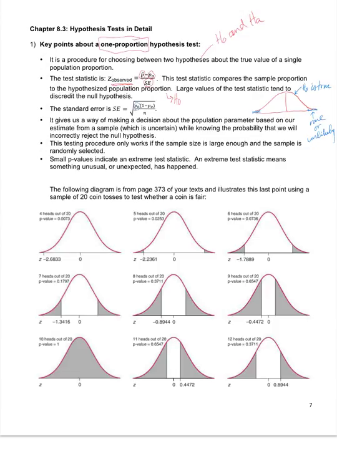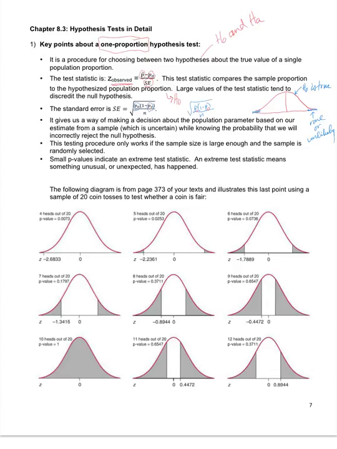All right, third bullet, the standard error, SE for short, is the square root of the null hypothesized value of p, that's why we have the subscript of 0, times 1 minus the null hypothesized value of p, over n. So it looks just like the standard error we calculated in chapter 7. The only difference, again, is the subscript of 0, and that's really just to remind us to go back to our null hypothesized value.